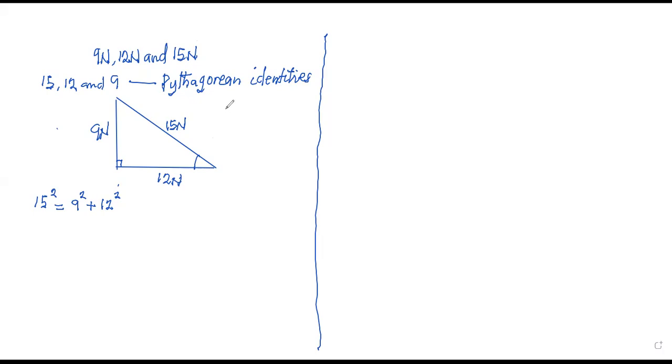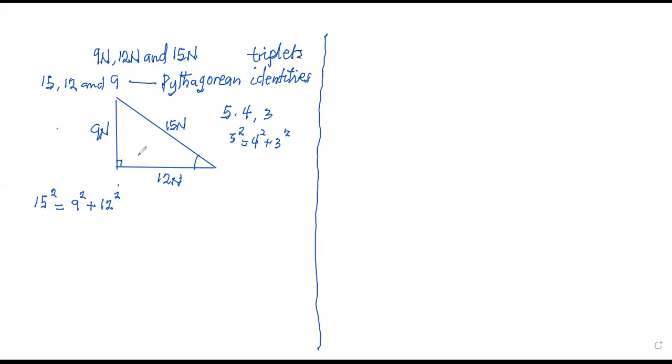Other numbers are 5, 4, and 3. 5 squared is equal to 4 squared plus 3 squared. So 5, 4, and 3 can also be represented as the sides of the right angle triangle. So if you have 3 sets of numbers and the square of the bigger one is equal to the sum of the squares of the other two, they are Pythagorean triplets or identities. Please, class, are you okay?